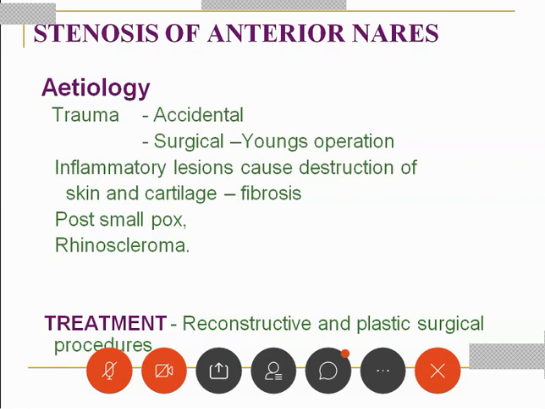Finally it leads to constriction of the external nasal aperture, leads to anterior stenosis. It's a reconstructive disease, and plastic surgical procedures, various plastic tip corrections, vestibular correction, and various augmentation with rib cartilage, augmentation with nasal septal cartilage. There are so many procedures.